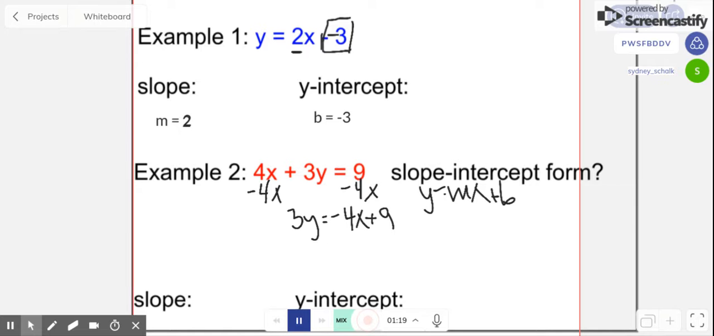Now we're very close to having it in slope-intercept form, but we still need to get rid of that 3 by dividing by 3 on both sides, and we're left with negative 4/3 x plus 3. 9 divided by 3 is 3, leaving us with our slope of negative 4/3 and our y-intercept of 3.